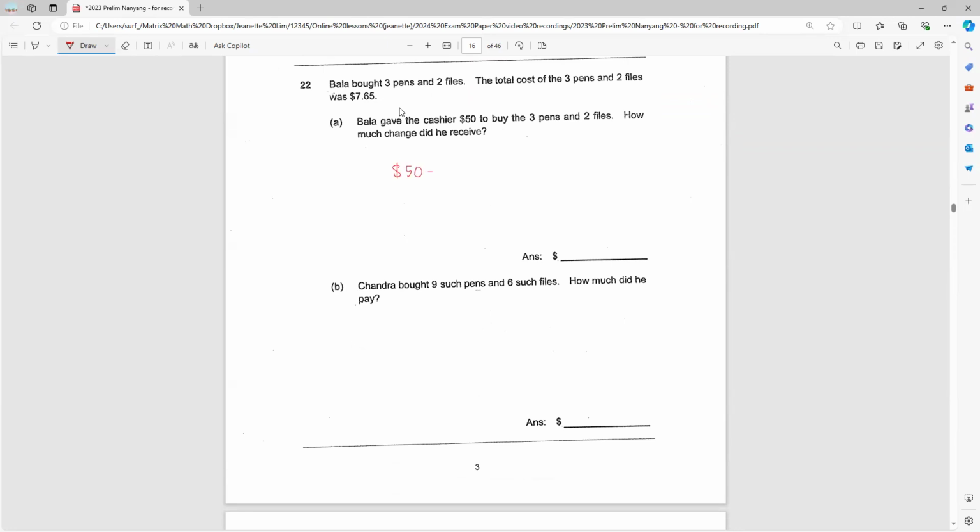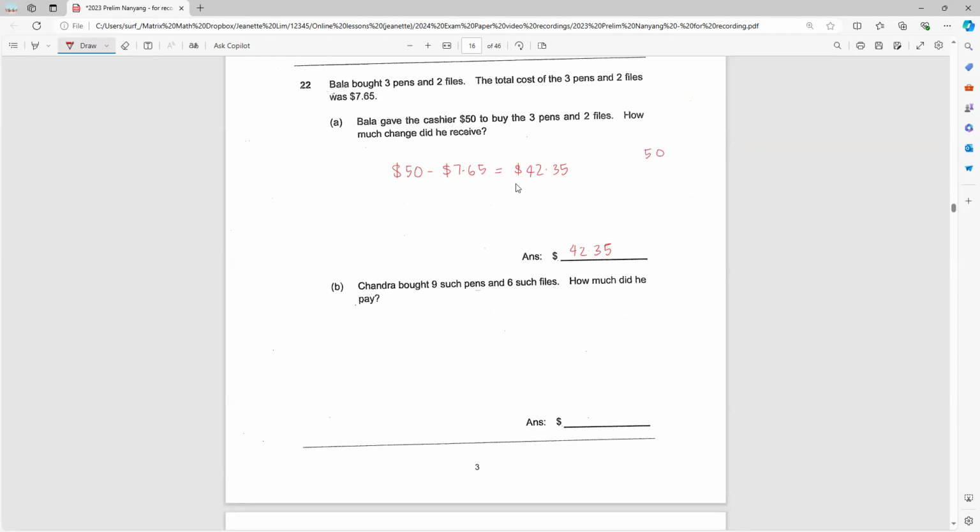So 50 minus 7.65. So this is without calculator. So how you can calculate is 50 minus 7 is 43. $43 minus 65 cents, you'll get $42 and 35 cents. Okay, or you can do the working.